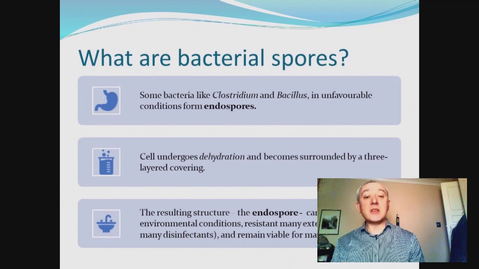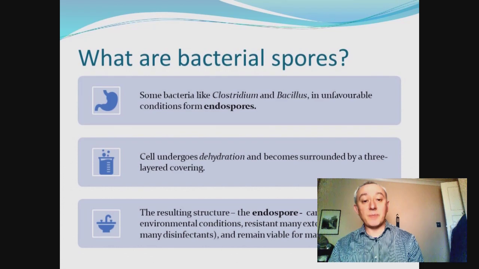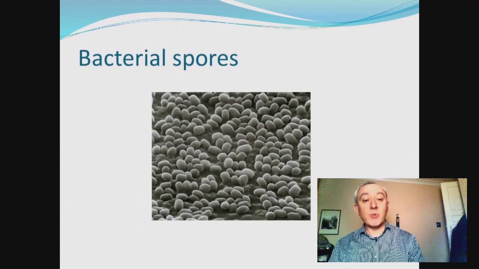Now, these spores are incredibly hardy. They can survive very, very dry conditions, ultraviolet light, levels of radiation, and even heat to a degree. So this makes them very problematic, and particularly when they come to disinfection and cleaning as well. So what do these spores look like? Well, here's an electron micrograph of Bacillus spores, and these are taken on rubber, and you can see the spherical structures.